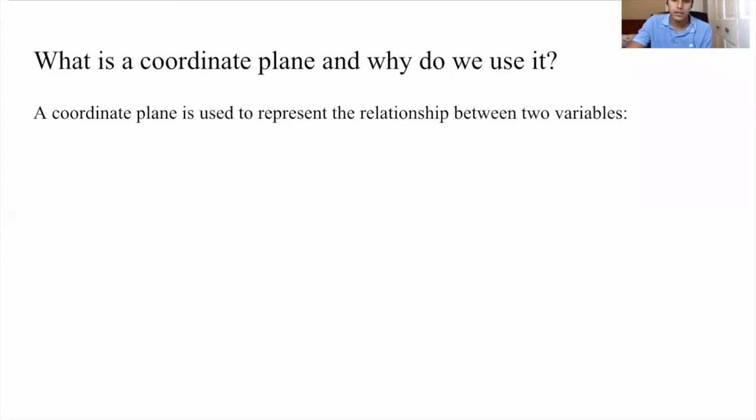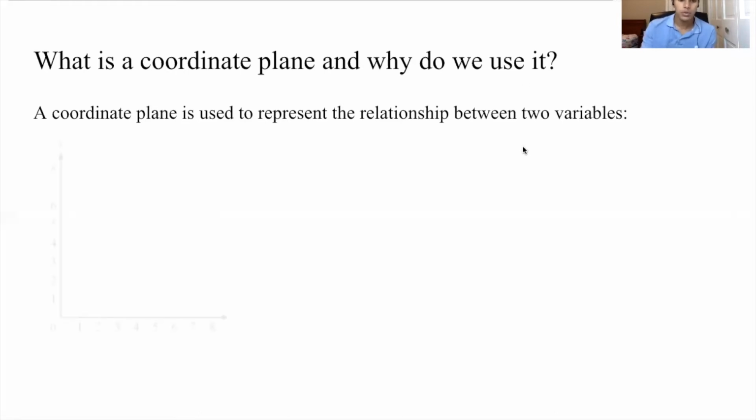Today we're going to learn how to graph on the first quadrant of a coordinate plane. So what exactly is a coordinate plane and why do we use it? A coordinate plane is kind of similar to a number line, except instead of only going right to left, it also goes up and down. And in that way, we can represent the relationship between two variables.